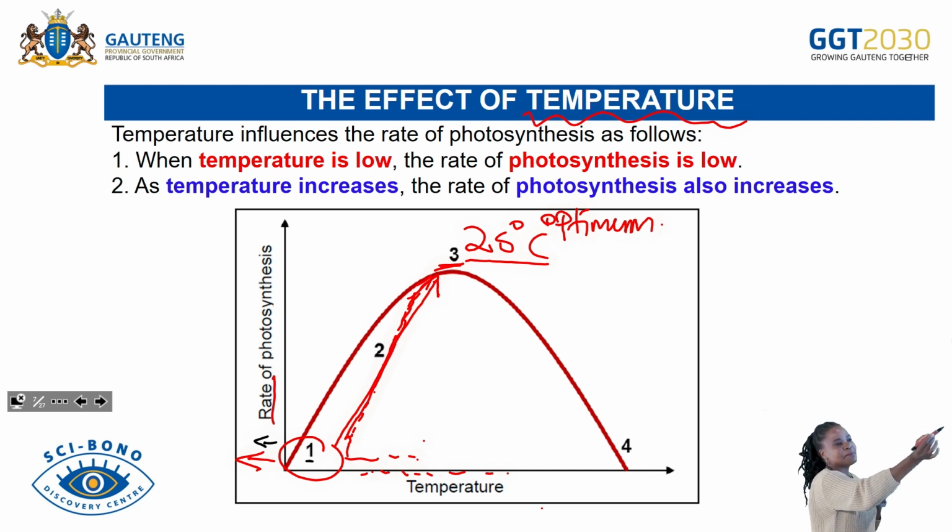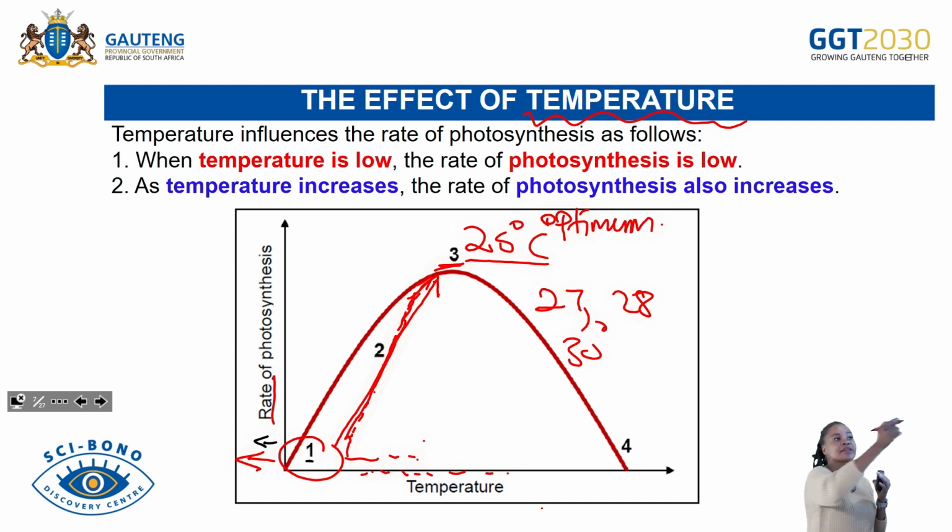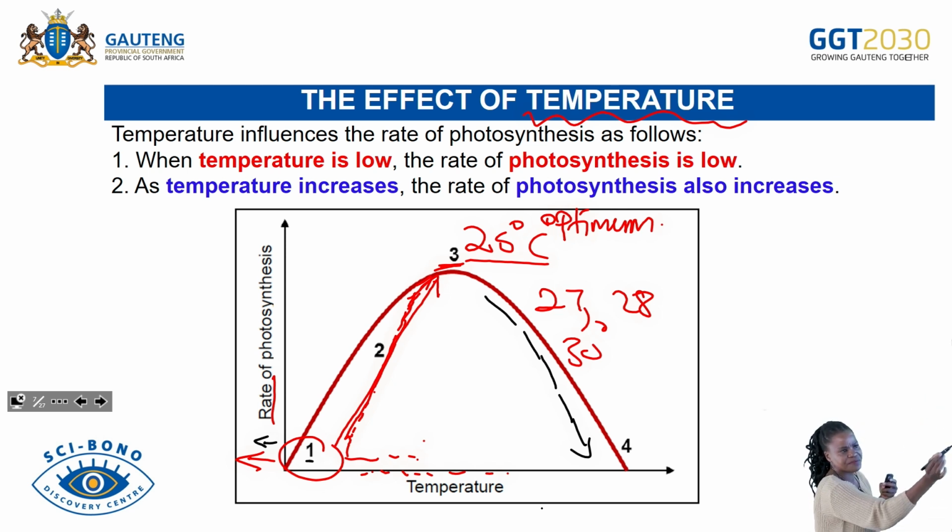Now, if the temperature exceeds 25 degrees Celsius, maybe 27 or 28 or 30, it means that the temperature is now more than what is required by the process of photosynthesis. What does that mean? It means that the process of photosynthesis will decrease. Why is it decreasing? Because it has reached the optimum. If it goes above 25, what is going to happen to the rate of photosynthesis? The rate of photosynthesis will also decrease.